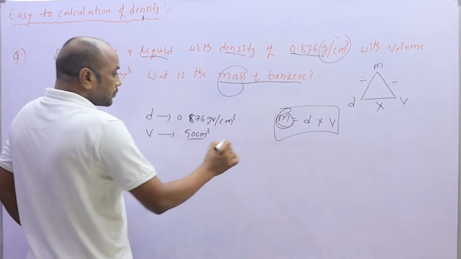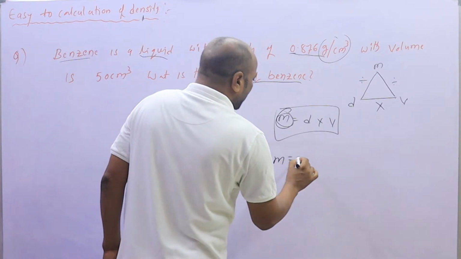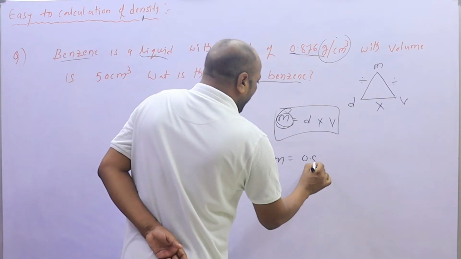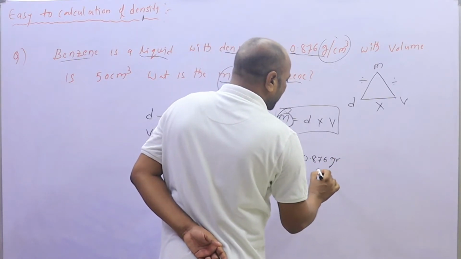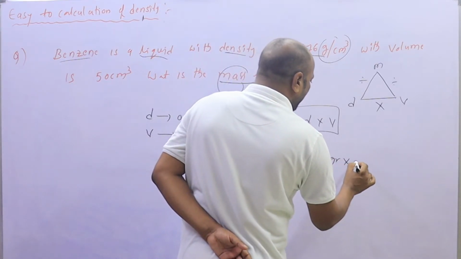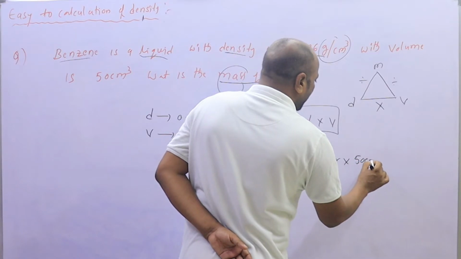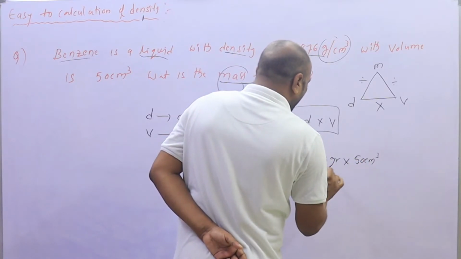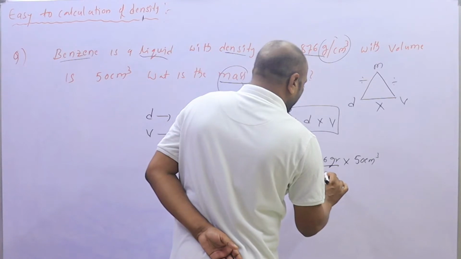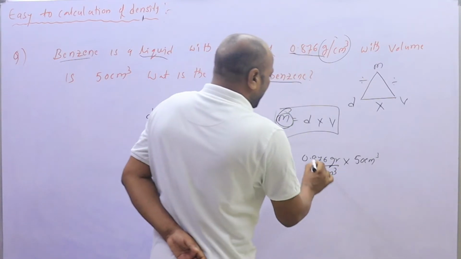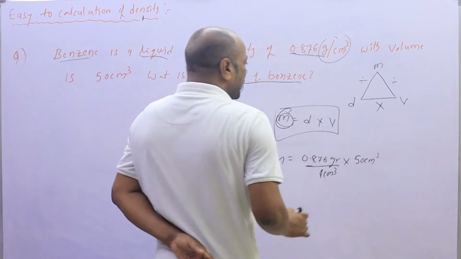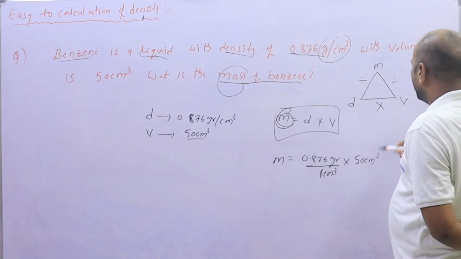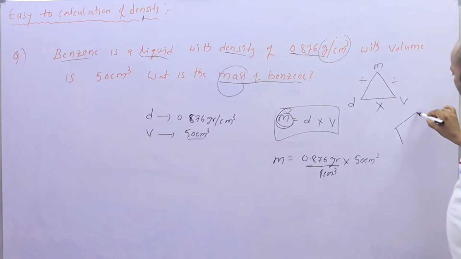So density 0.876 grams into volume, 50 centimeter cube. It is grams per 1 centimeter cube. So 1 centimeter cube is equal to 0.876 grams of benzene. For example, the cube, 1 centimeter cube, is the capacity.